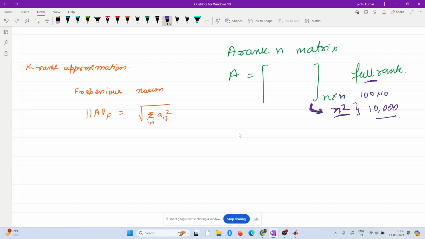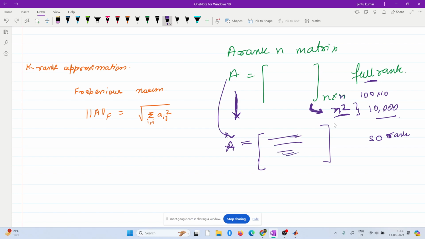Now, let's say you find an approximation. I'm giving you a very layman kind of explanation over here. If you find an approximation A, which is, let's say, 50 rank, because that was 100 rank. This is a 50 rank approximation. So this A is close to A tilde and A tilde is just 50 rank. That means only 50 of your rows are linearly independent. The rest of the rows are dependent on these rows.